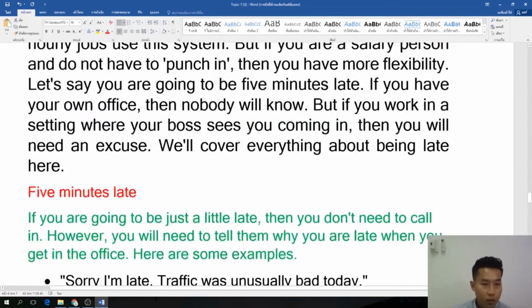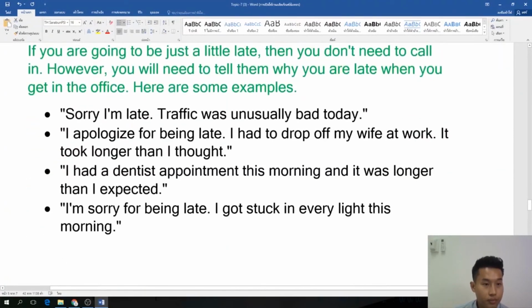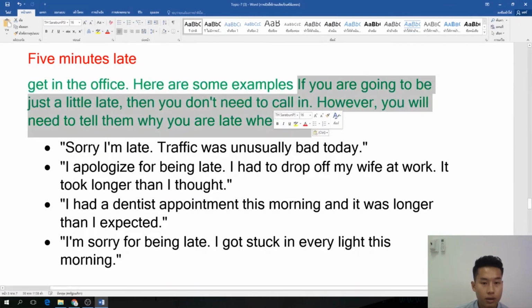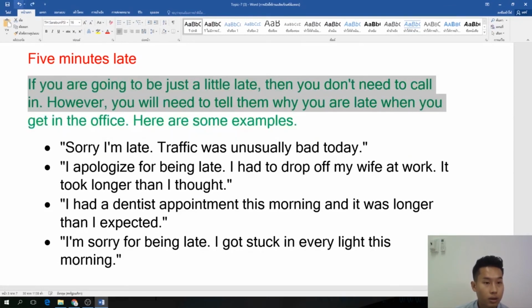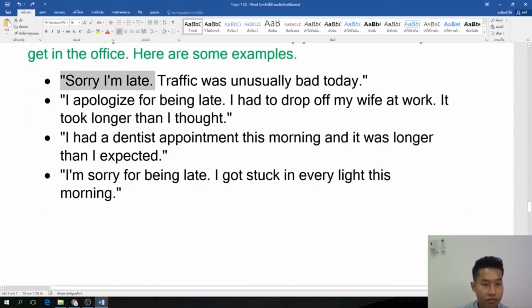So right now we are going to analyze this one. Say you are five minutes late right now. Here is an example: sorry for being late. All the words are important. Traffic is what? Unusually bad today. There's a reason you can give here. I apologize for being late.